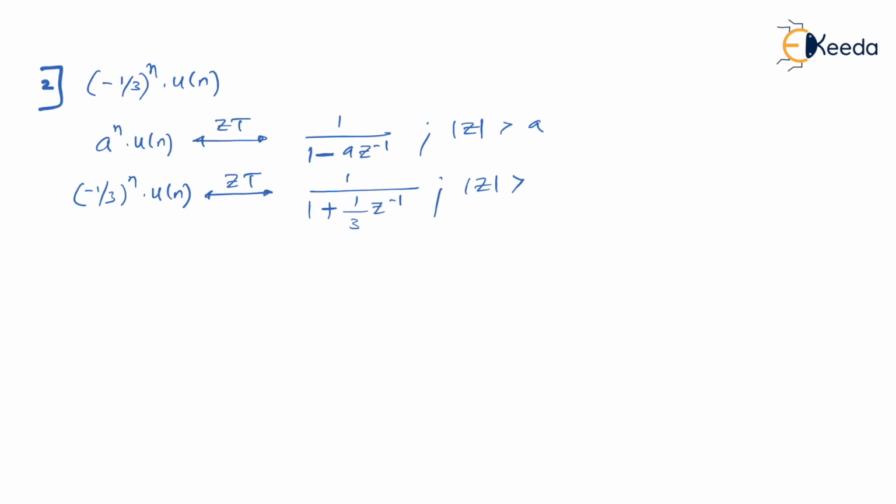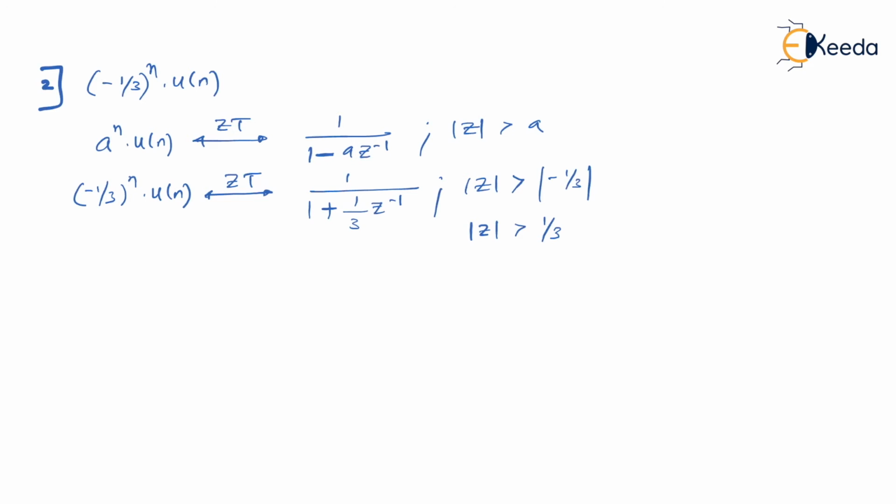But what is the value of a? It is minus 1 by 3. Am I right? Or I can write mod of z to be greater than 1 by 3. So people wonder why it is not still greater than only minus 1 by 3. Why are you making it positive 1 by 3? Let me tell you. Please don't forget, mod of z is nothing but r, and r stands for radius, and radius cannot be negative. So we always take the magnitude of the number whatever we get in ROC.